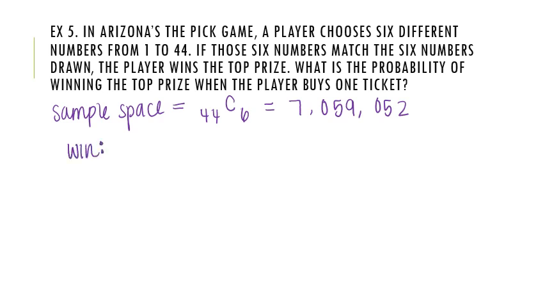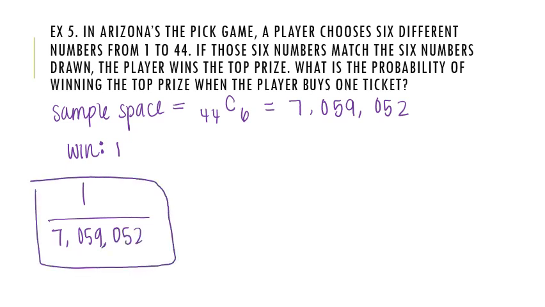Alright, then we got to think about, in this case, how do we win? So how many ways are there to win? Well, you have to match the 6 numbers with the 6 numbers drawn. So there's only one way to win, is by matching those exact 6 numbers. So my answer would be 1 over 7,059,052. And that would be my answer.